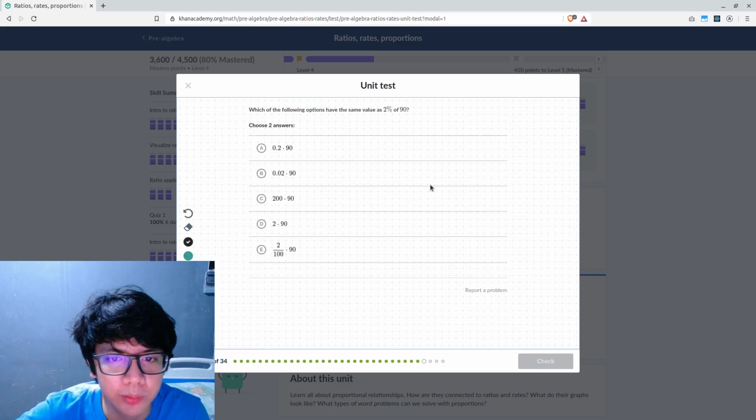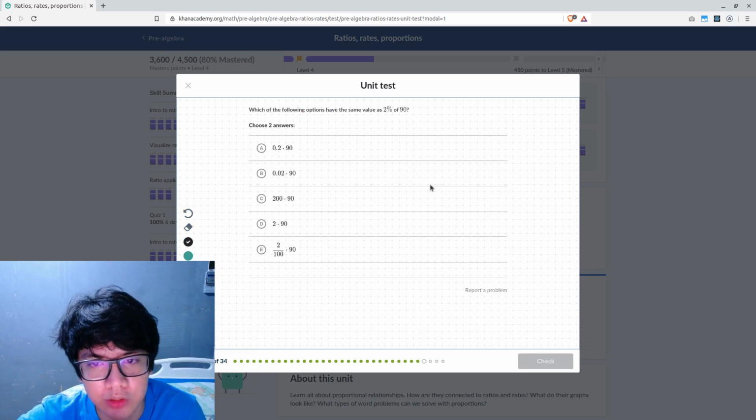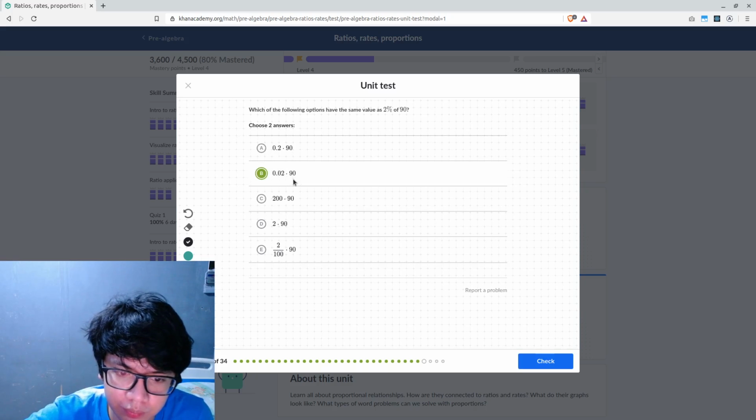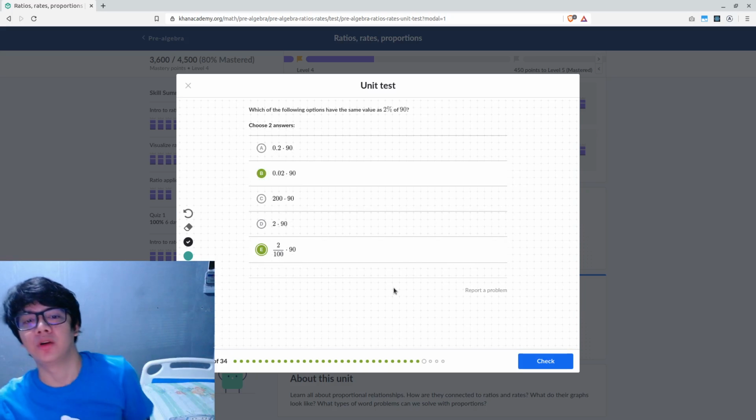Which of the following options have the same value as 2% of 90? This is 20%. Alright, this is 2%. Okay.